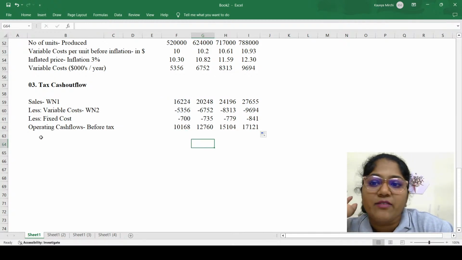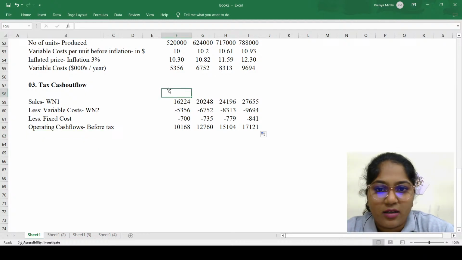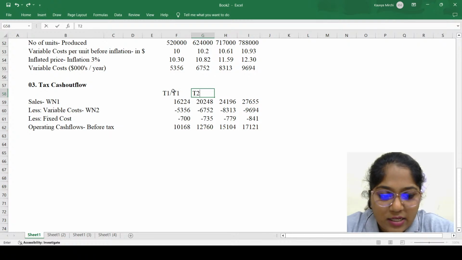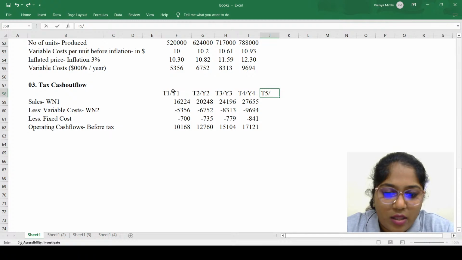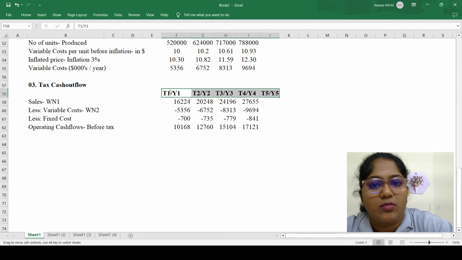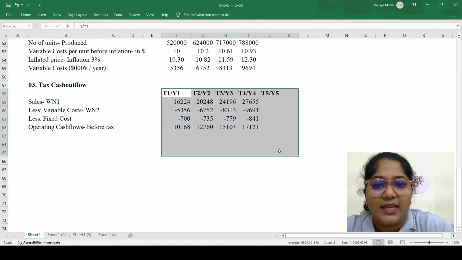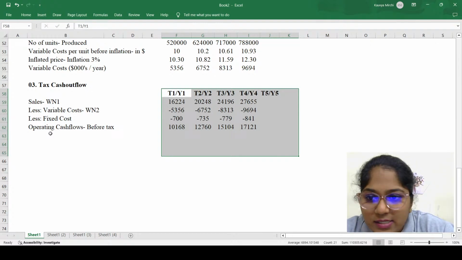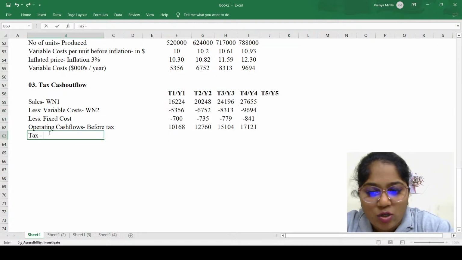Now on this I will be paying tax, isn't it? Now I'm going to write here. Please understand, it's either T1 or year 1. It's T2 or year 2. Please make sure you know this. It's T3 or year 3. It's T4 or year 4. And this will be T5 or year 5. So why am I writing like this? So that you know the timing of cash flows also. It's not that you just write like this and leave it. You should know the timing of the cash flows also. So now understand, I have tax. I will be paying tax on this at 30 percent, 1 year in arrears.